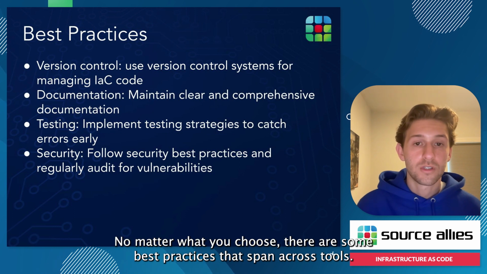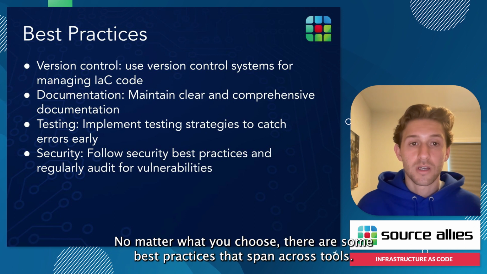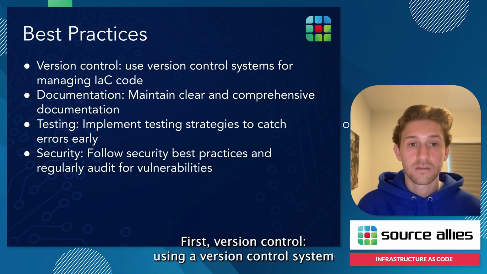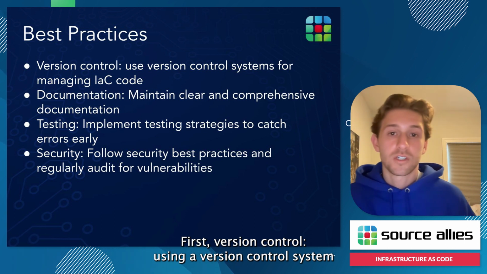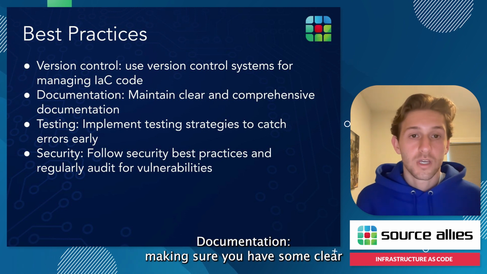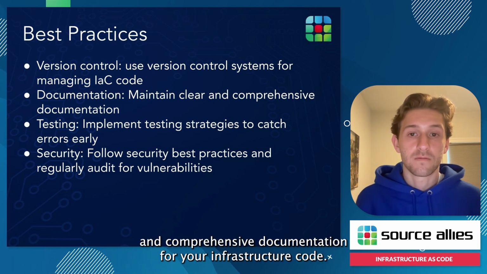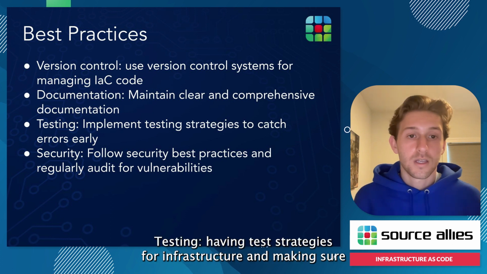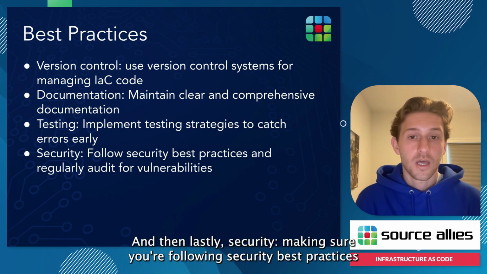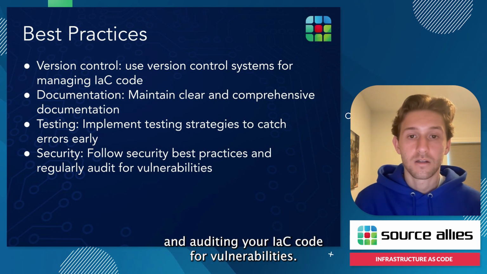No matter what you choose, there are some best practices that span across tools. So touching on a couple of those here. First, version control, using a version control system like Git, for example, to manage your IAC code. Documentation, making sure you have clear and comprehensive documentation for your infrastructure code. Testing, having test strategies for infrastructure, making sure you catch errors early before they actually hit deployment. And lastly, security, making sure you're following security best practices and auditing your IAC code for vulnerabilities.